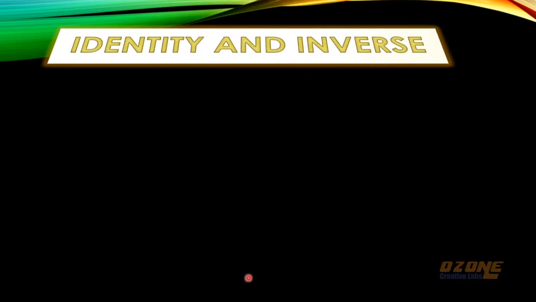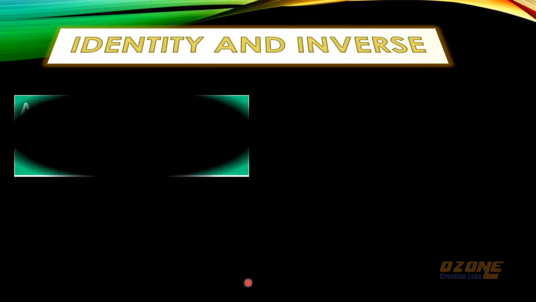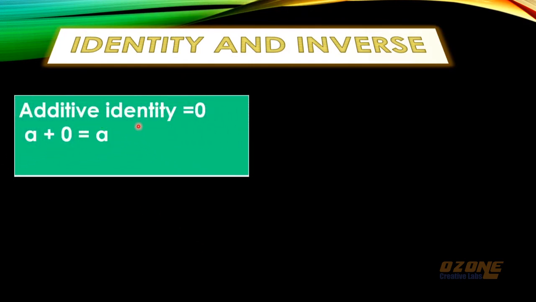Next we will see identity and inverse. Additive identity: 0 is considered the additive identity, because for whatever number we add 0 to, we get the same number. Whatever number, when added, gives the same answer is considered the identity. So for addition, 0 is the additive identity.